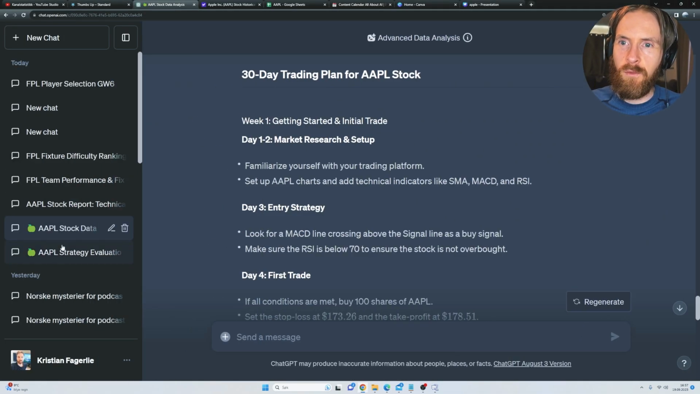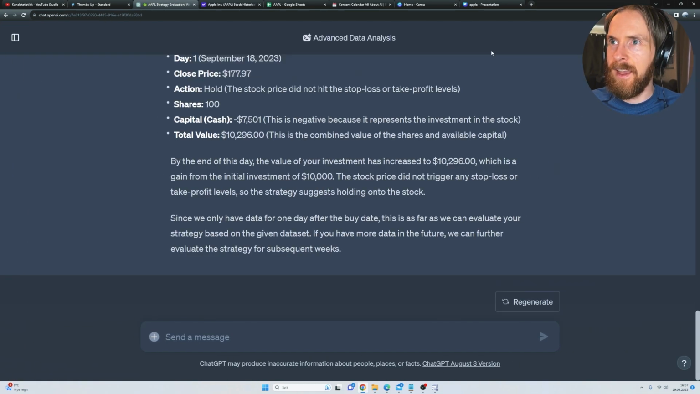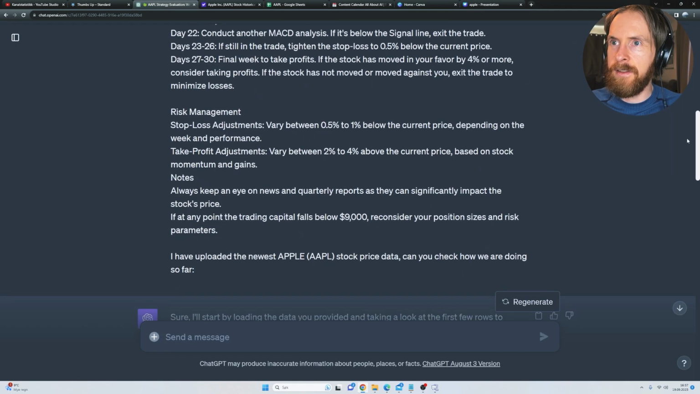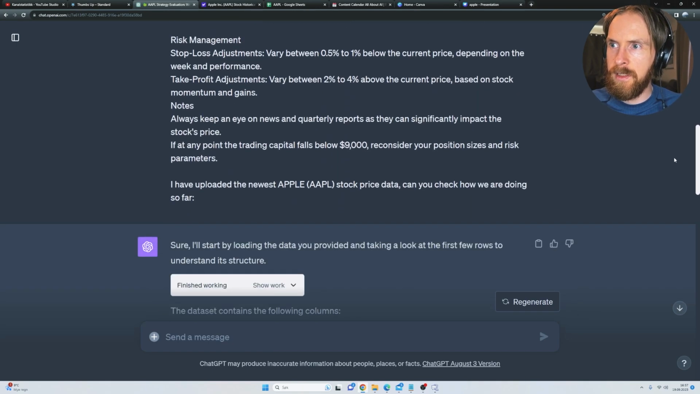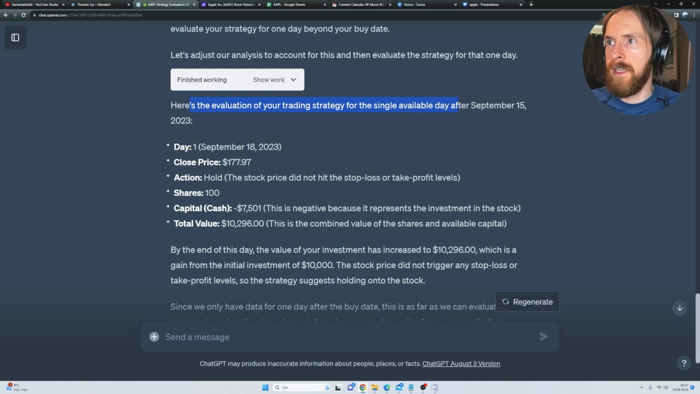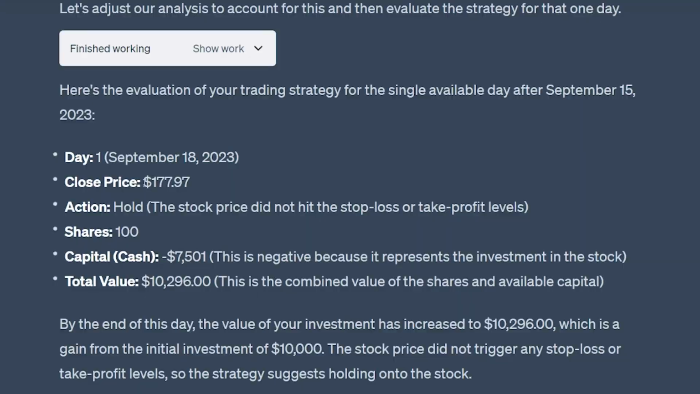So we have 1 day of data, right? Because it was last week I created this data set. So yeah, I just fed it into the strategy. I uploaded today's stock price, or yesterday's stock price. Here is the evaluation of your trading strategy for a single available day. So that is basically yesterday. So the close price then was $177.9. The action is hold. The stock price did not hit the stop loss or take profit levels. So we have 100 shares simulated.